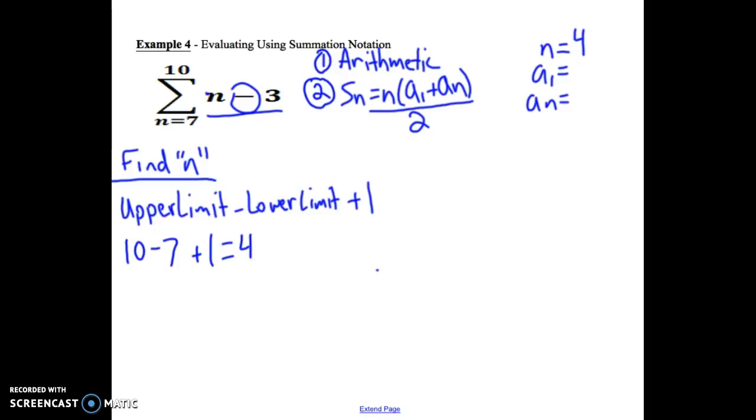Another way to do that, if it starts at 7, just count: 7, 8, 9, 10 on your fingers. You should have 4 fingers up if you count. So n is 4. I care about 4 terms.